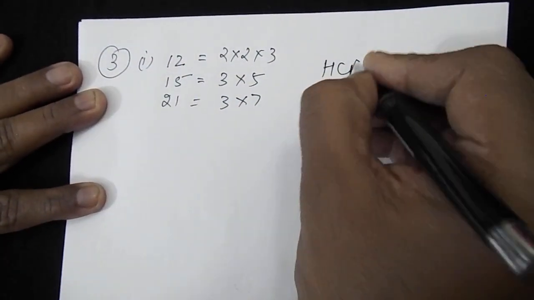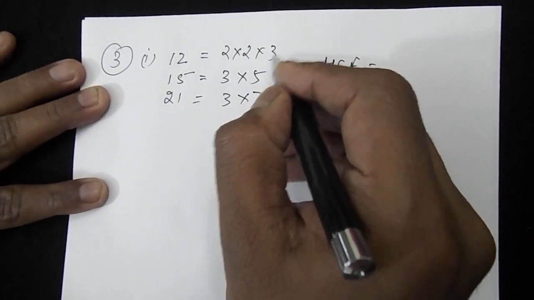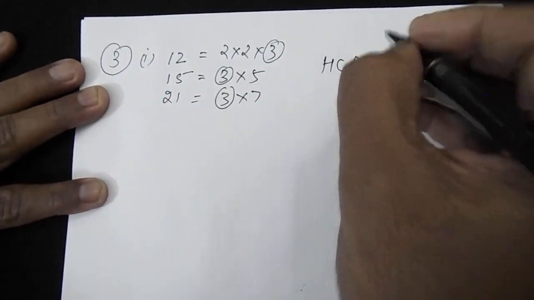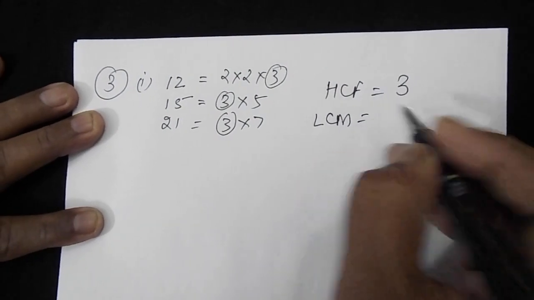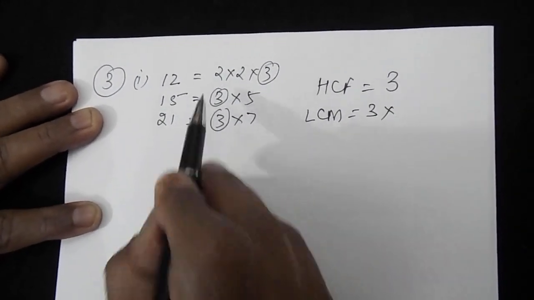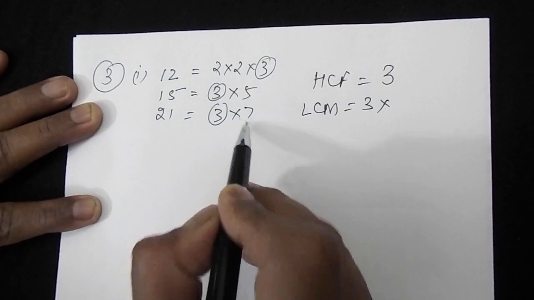We can clearly see HCF. What is common in 3 of them? 3 is common, so 3 is the HCF. What is the LCM? 3 into, now the remaining factors, 2 into 2 into 5 into 7.